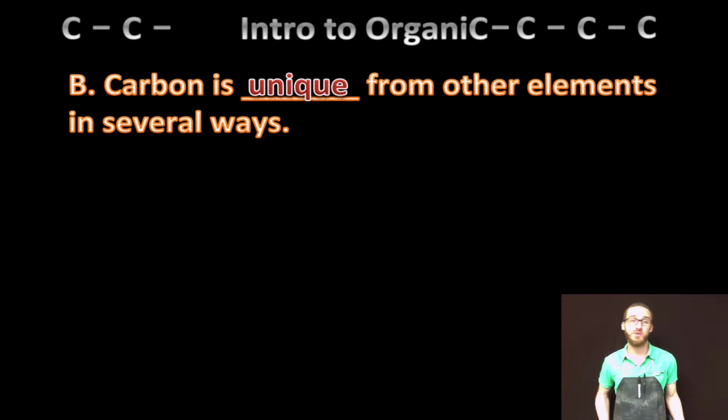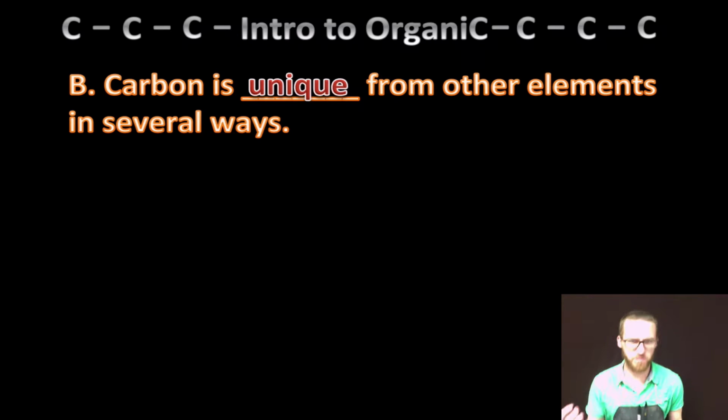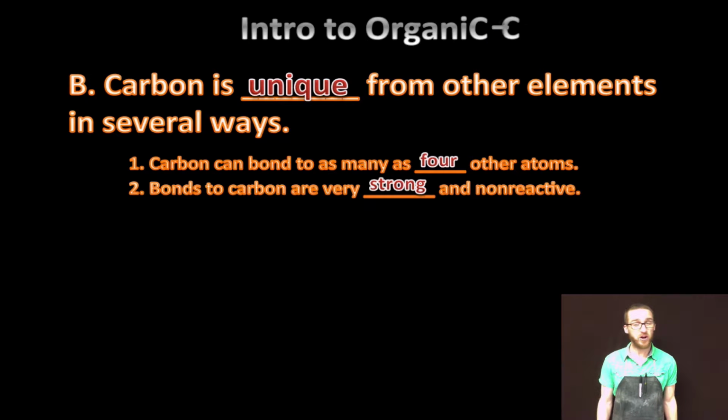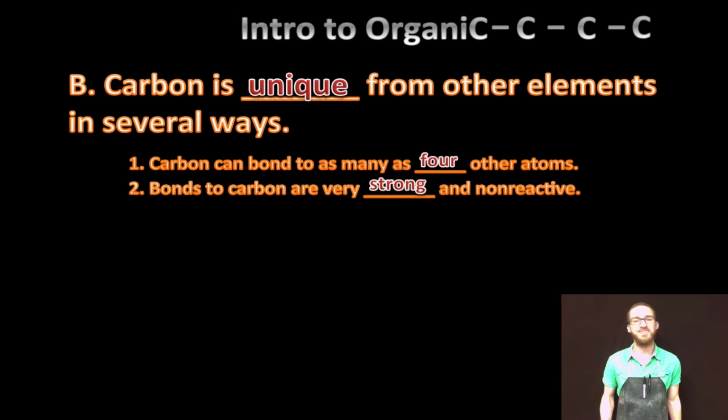So, what is it about organic compounds that make them organic? How am I going to be able to identify an organic compound from, say, an inorganic compound? Well, generally it comes down to carbon. And carbon is unique from other elements in several ways. First, carbon can bond to as many as 4 other atoms. Not many other elements can do that. Bonds to carbon are very strong and often non-reactive.